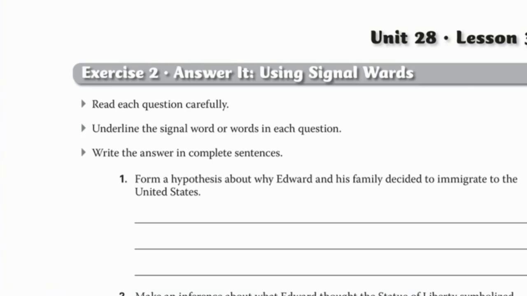So in the first question, it asks us to form a hypothesis about why Edward and his family decided to immigrate to the United States. So you're going to figure out an explanation. Why do you think they came to the United States? What clues from the passage can help you figure that out?